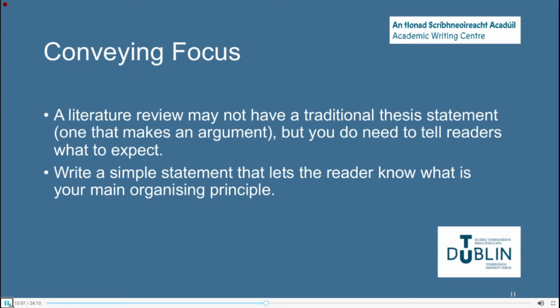So in order to convey a focus to your reader, a literature review may not contain a traditional thesis statement, i.e. one that makes an argument, but still you do need to tell readers what to expect from it. So a simple statement that lets the readers know what your main organizing principle is. The focus and perspective of your literature review and the kind of hypothesis or thesis argument you will make will be determined by what kind of review you're writing.